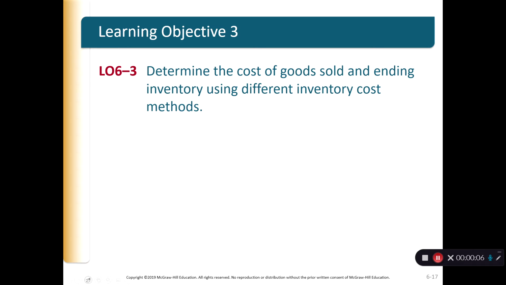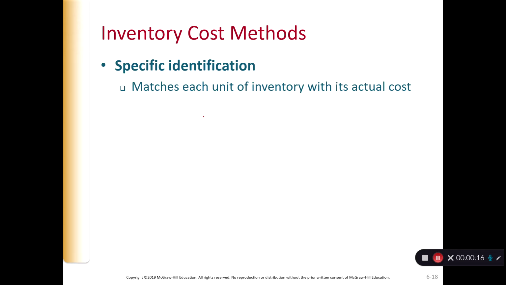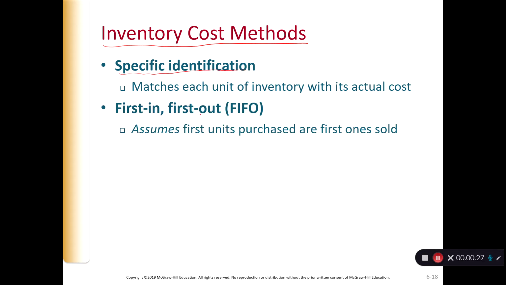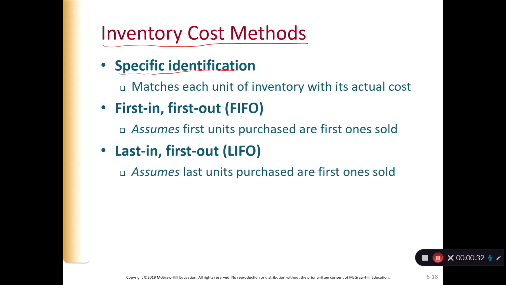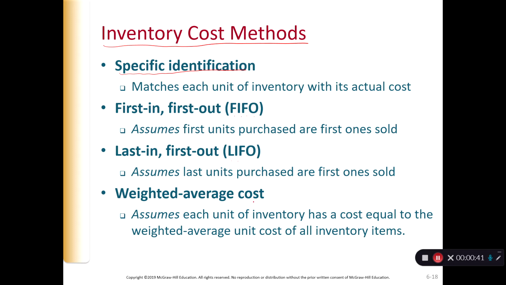So right now we are trying to dive more into the learning objective of determining the cost of goods sold and ending inventory using different inventory costing methods. There are four major methods: specific identification, first in first out, short for FIFO, last in first out, shortened for LIFO, and weighted average cost. I'm going to explain everything in detail.